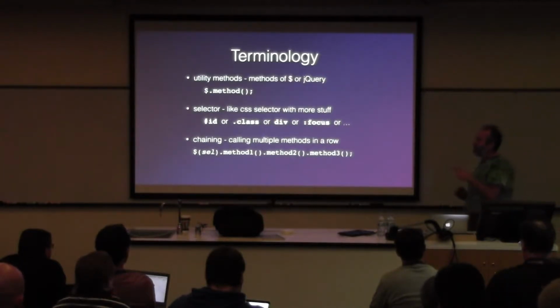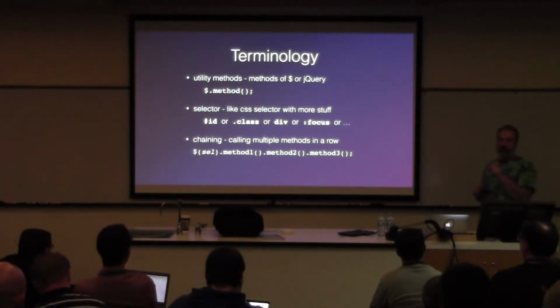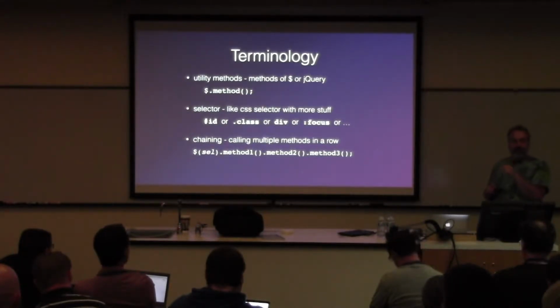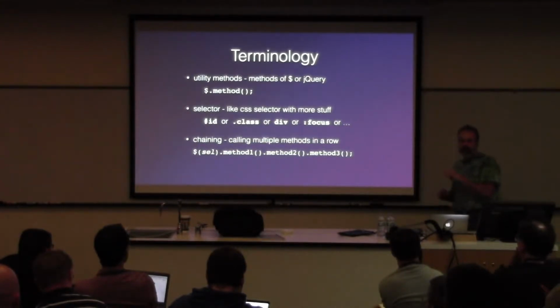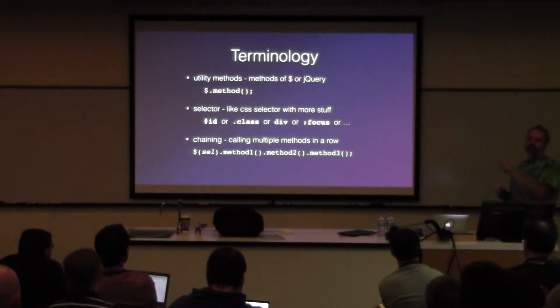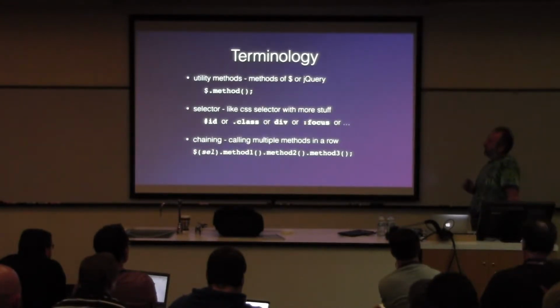There's another kind of method, which is utility methods. If you've ever done an AJAX call or a GET call in jQuery, those are utility methods. They're called right on the jQuery function, so they're actually methods of a function object. It's harder to describe than to use, but when you see $.ajax, you're using a utility method, and that's what they're called.